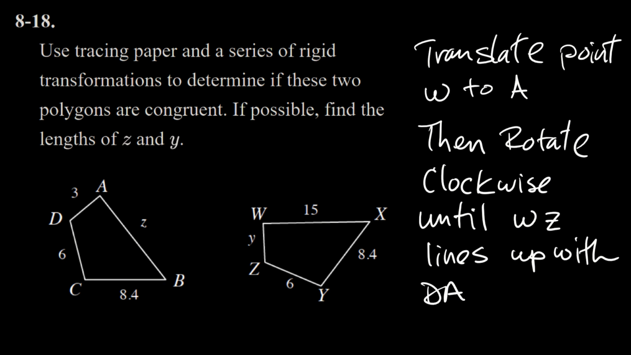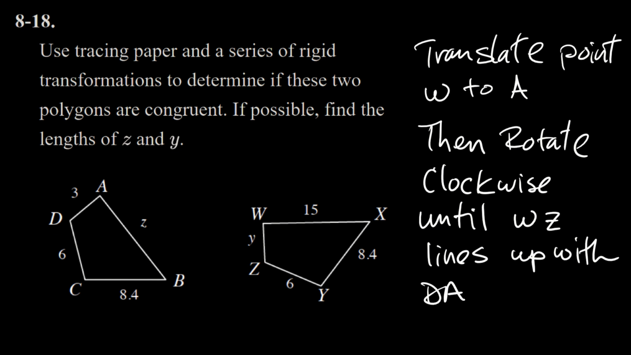So if I'm asked for a series of rigid transformations, I may say something exactly like this. Translate point W to A. So W gets slid all the way over to where A is. And then I'm going to rotate that shape with the W, X, Y, Z clockwise until WZ lines up with DA, right? And then we're done. So that's our series of rigid transformations.